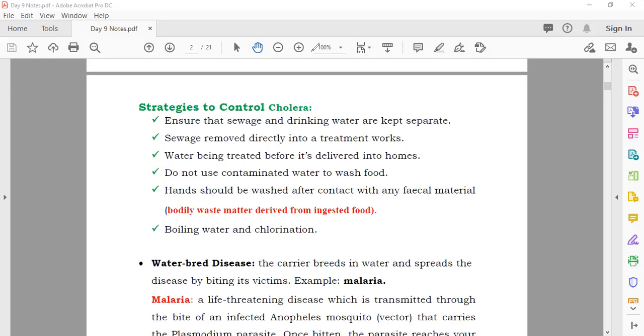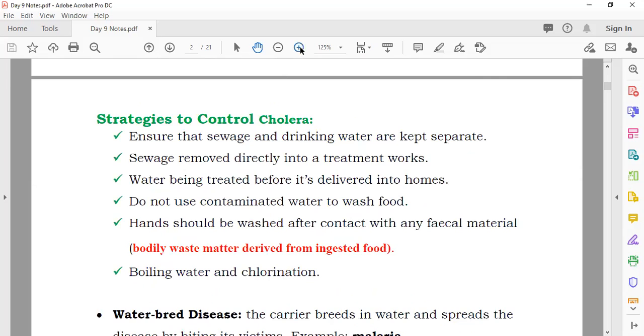Now we are going to discuss the things you can do, the strategies people should use to avoid cholera and other diseases. First of all, we start with cholera. What is the first thing? Ensure that sewage and drinking water are kept separate. Sewage means the wastewater coming from your homes and factories, and the drinking water should be separated.